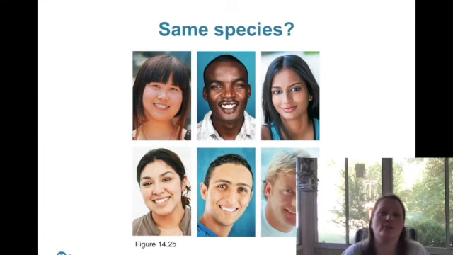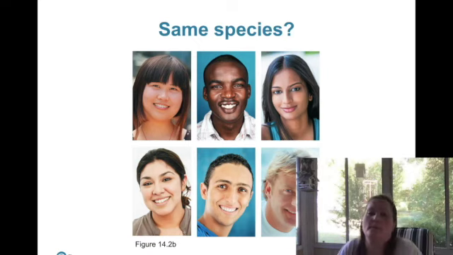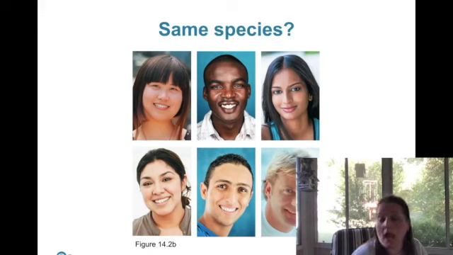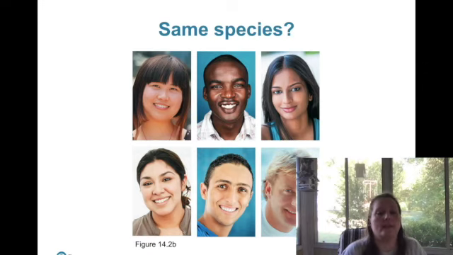Here's one that you have to look at. If you go by just the morphological, are all of these from the same species? I would think so, because we are all Homo sapiens. These are all humans. So you would assume these are all the same species. Each of these people presumably live in different locations. They all look different, but we are all human.